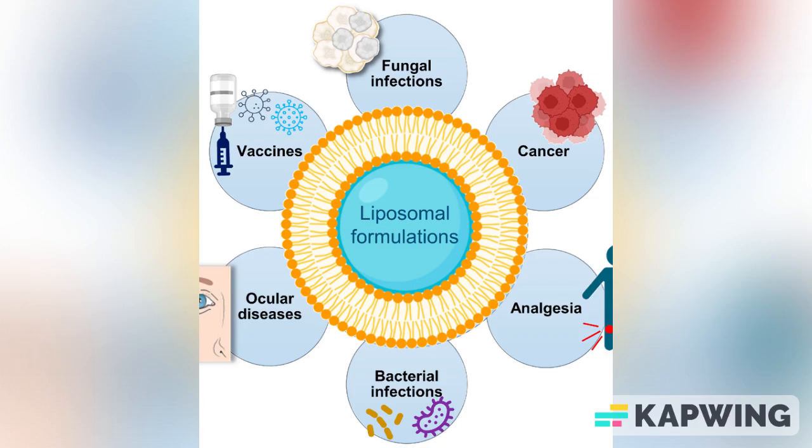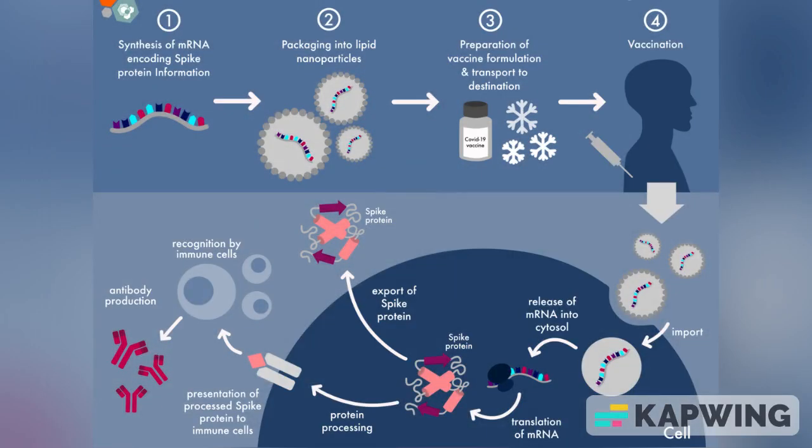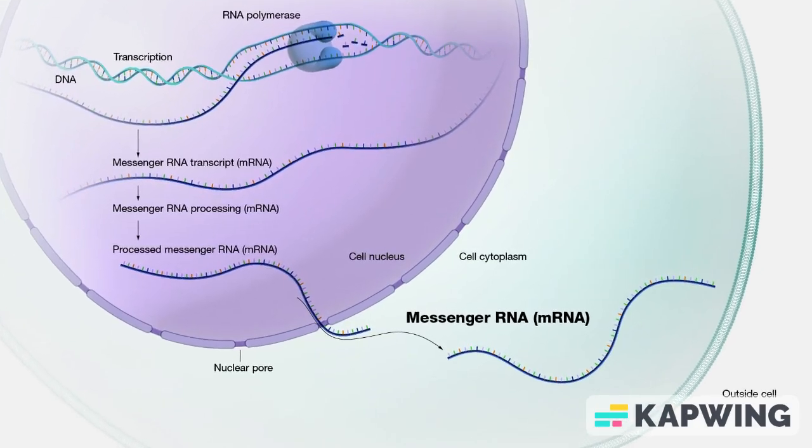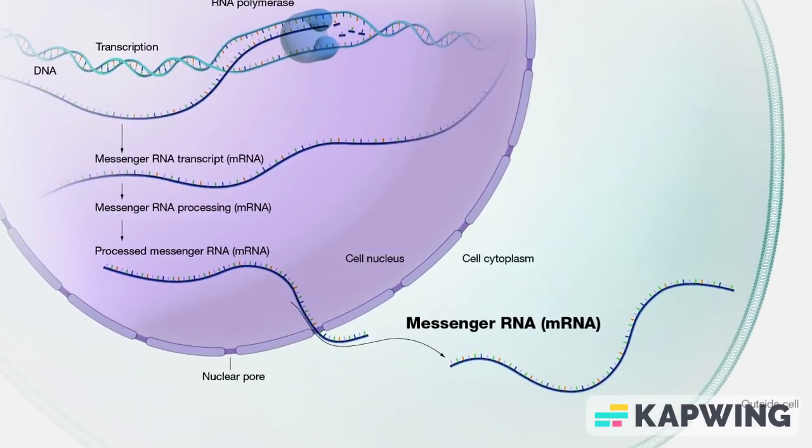Clinical applications. LNPs gained fame in COVID-19 mRNA vaccines, where the LNPs encapsulate and protect the mRNA encoding the virus's spike protein. Once inside the cell, the mRNA instructs it to produce the spike protein, triggering immunity.